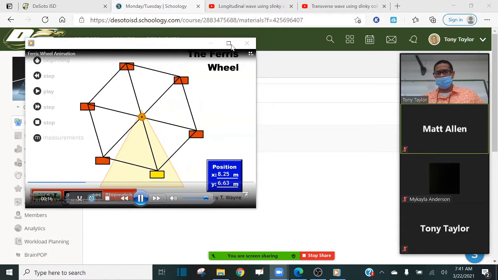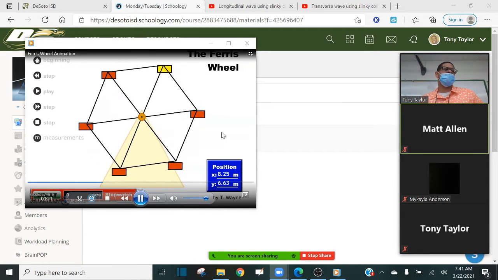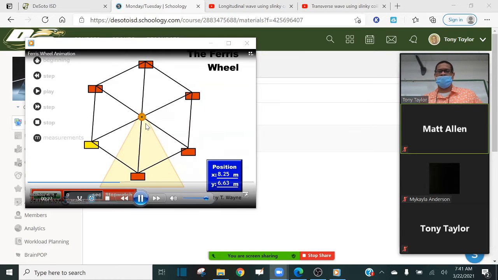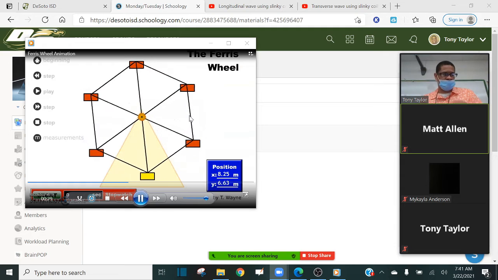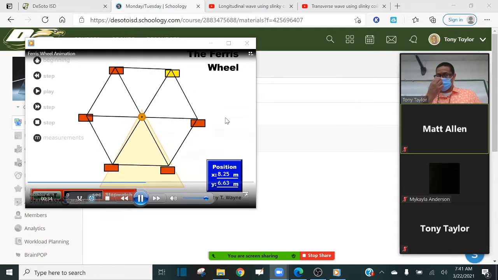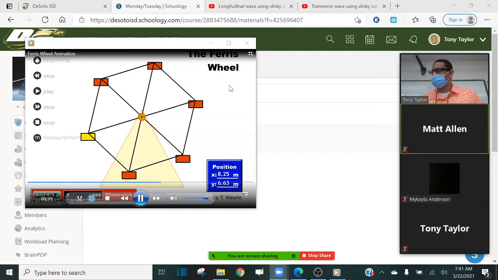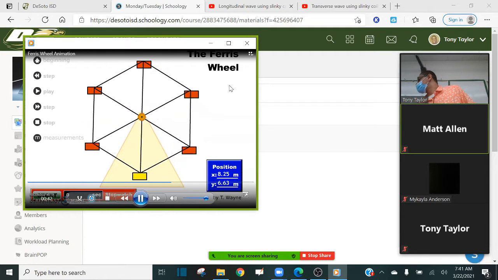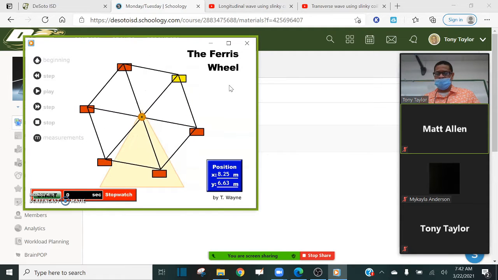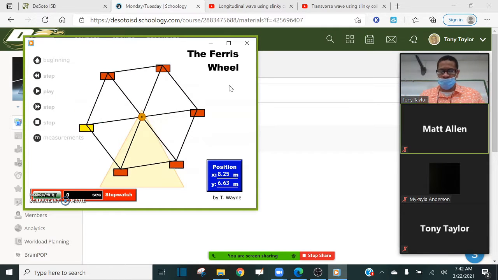So for example, consider this Ferris wheel right here. This Ferris wheel is clearly an example of harmonic motion. Why? Because it's a process that's repeating itself. If you notice, the Ferris wheel just keeps turning and keeps turning and keeps repeating itself. Now, guys, do you all remember how to calculate the period of the Ferris wheel? Well, remember what period means. Period means how long it takes to go one cycle. In other words, how many seconds does it take to go one cycle?